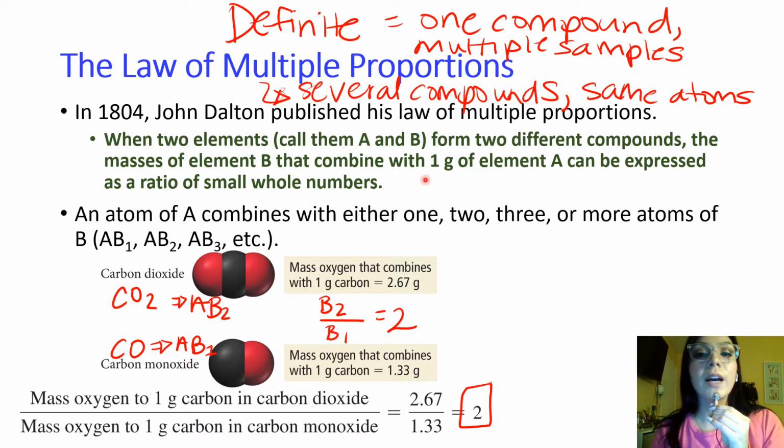Now, when we divide the masses of element B, right? That's what the law states. So I have B2 on top of B1. We end up getting a ratio of 2. And when you actually divide these masses out that you get experimentally, you get that ratio. So this is what that law states, that you will have a ratio of small whole numbers between two different compounds that have the same types of elements.